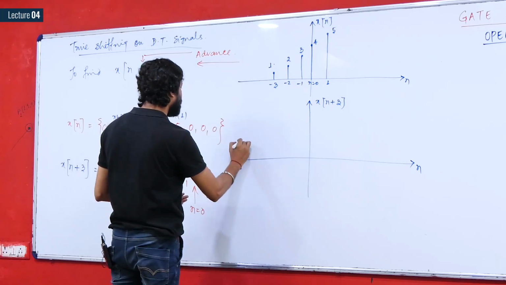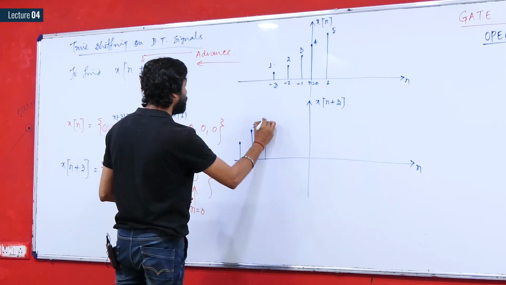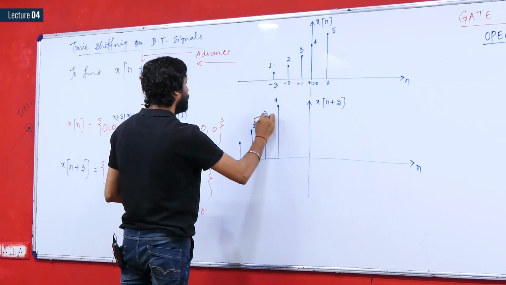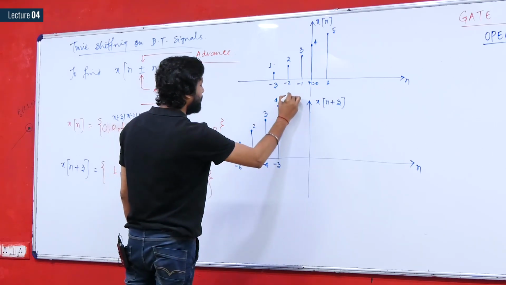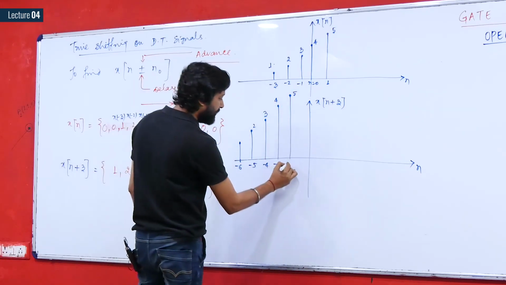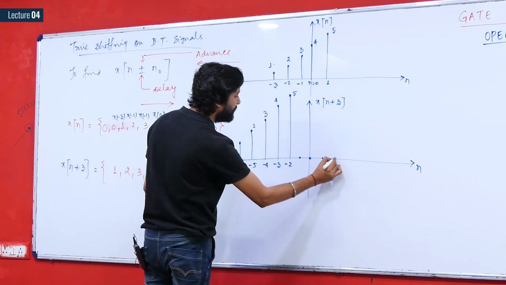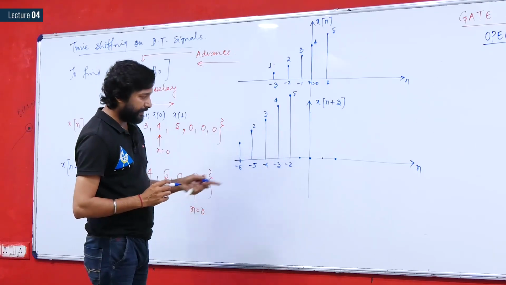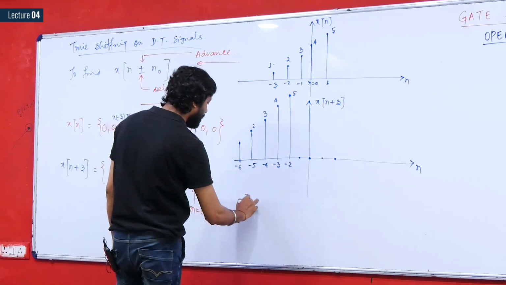At n equals -6 the value will be 1, n equals -5 value is 2, n equals -4 value is 3, n equals -3 value is 4. It is -6, -5, -4, -3, -2, here it will be the value 5. So after -2, it is -1, it is 0, 1, 2, after this all the values are going to be 0.